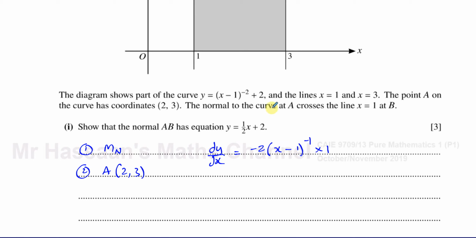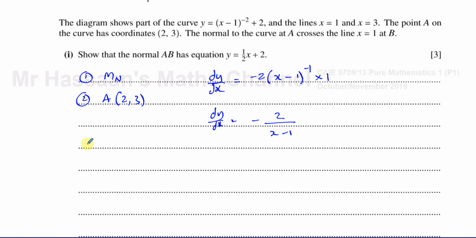The other thing you've got to check for is, are we able to differentiate in this way? That's fine. So now we've got dy/dx equals minus 2 over (x minus 1) to the power of 1. Now, when you differentiate the plus 2 here, it becomes 0. So that is the gradient function. So we can say that the gradient of the tangent at the point A, when x equals 2, is going to be minus 2 over (2 minus 1), which is basically minus 2.